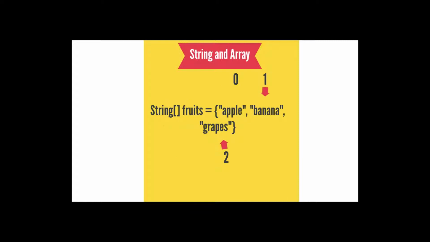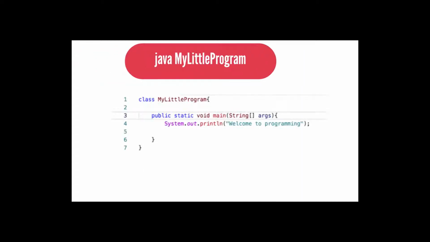To access the individual elements of a collection, we use the index numbers. Index number starts from 0. So the 0th index number contains apple. The index number 1 contains banana. And the index number 2 contains grapes. With this background, now let's get back to our little program.